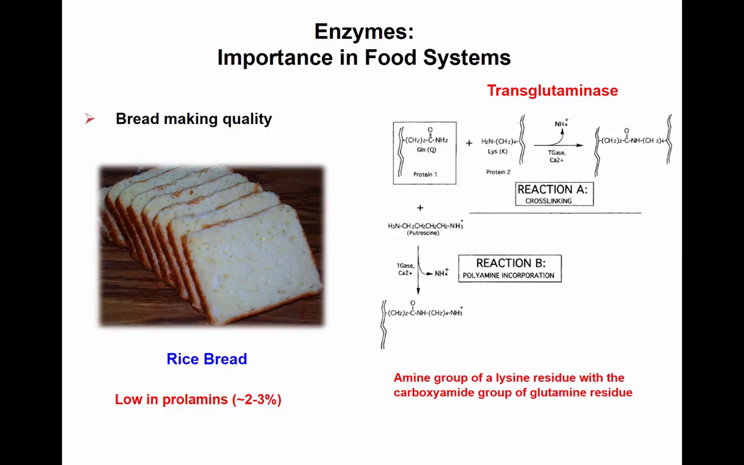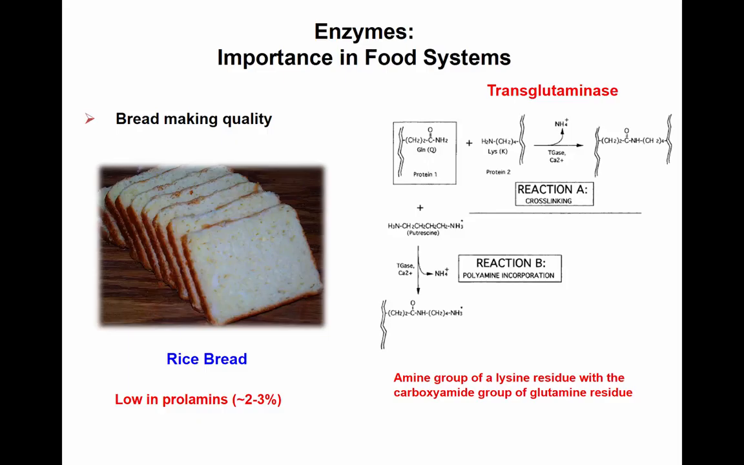So here's the transglutaminase or the glutamyl transferase. So you have a glutamine and lysine. They interact via covalent linkage in the presence of the enzyme, and an ammonia is released, and then you get a covalent linkage and hence a polymerization or cross-linking.